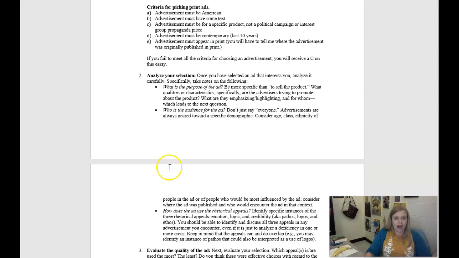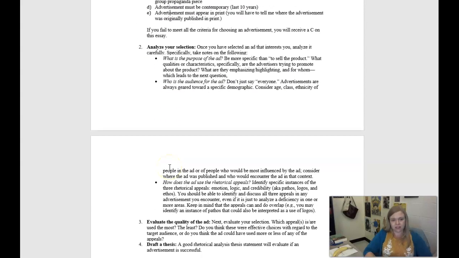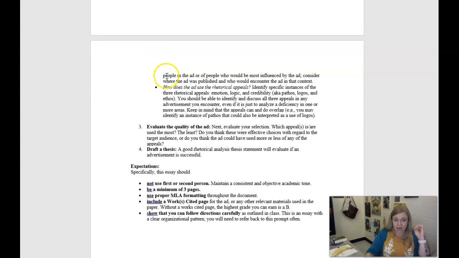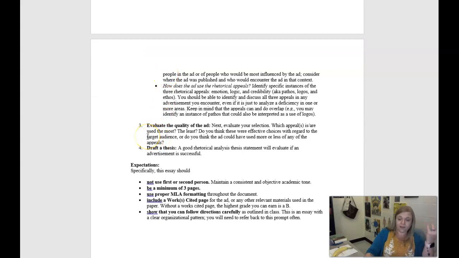Okay? Analyze your selection, and that's what I kind of talked about already. What is the author, audience, purpose, ethos, pathos, logos. Okay? And then look at the quality of the ad. Does it succeed or fail? Okay, and we're going to do the same thing, peer review. I'm not going to require you to go to the Writer Center after this one, because I think if you liked it, you liked it. If you don't, you don't, but I just wanted you to try it.